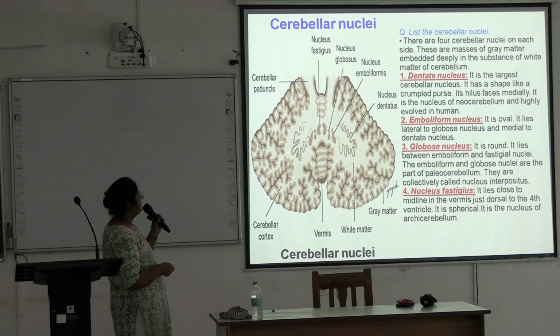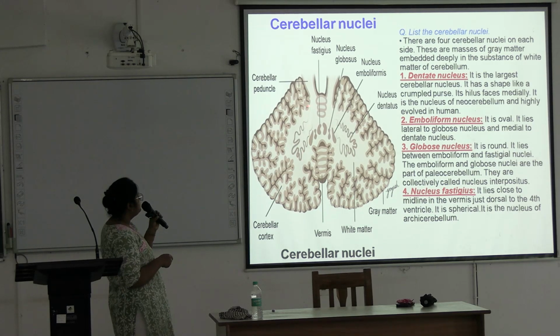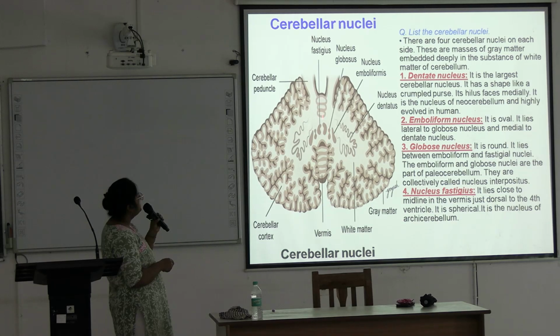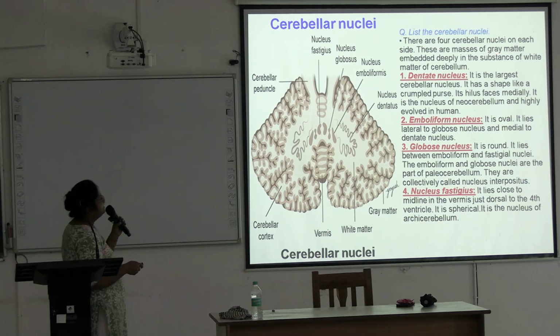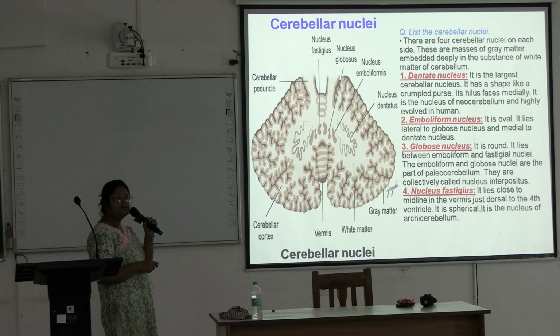See this string-like structure. So these are the folium. Okay, folium, and in the depression is the fissure, folium and fissure of the cerebellum. And this inner white matter, within the white matter embedded gray matter structures are forming the cerebellar nuclei. So this is lateral most, this string-like structure, this is dentate nucleus. After that, this is emboliform, this is globose, and this is fastigial. These are the 4 cerebellar nuclei on each side, and these are masses of gray matter embedded deeply in the substance of white matter of the cerebellum.